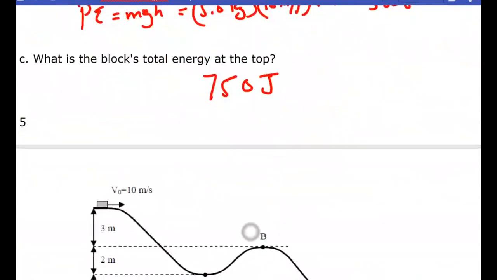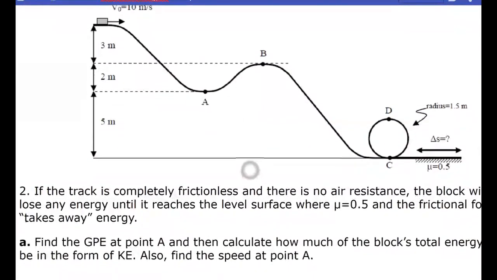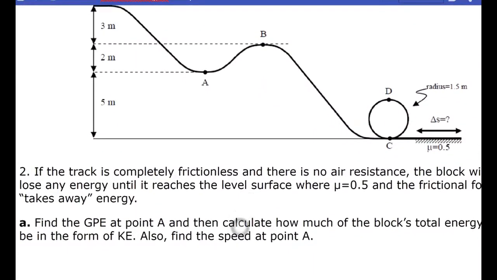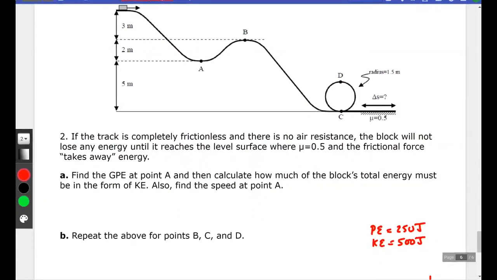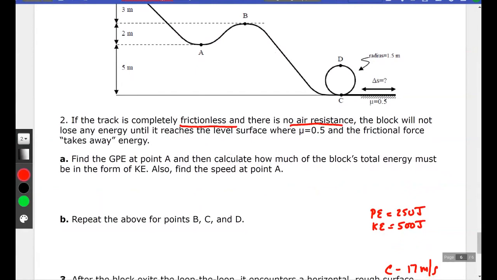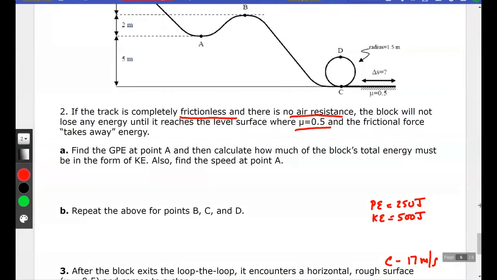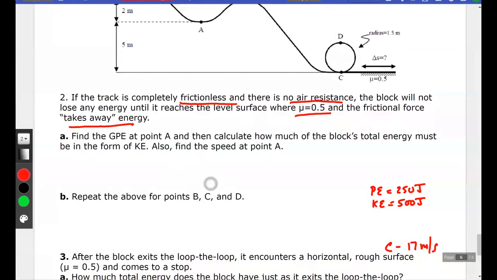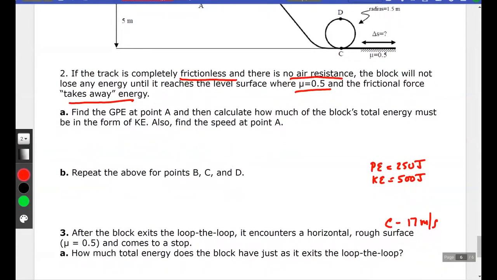So, same roller coaster, different questions and more difficult questions. If the track is completely frictionless, I told you that, and there's no air resistance, we don't have to worry about that kind of work. It won't lose any energy until it reaches the bottom, where it hits that rough patch where the coefficient is 0.5. And friction, of course, takes away the energy, actually turns it into heat energy. That's where the kinetic energy will go, but we'll talk about that later.